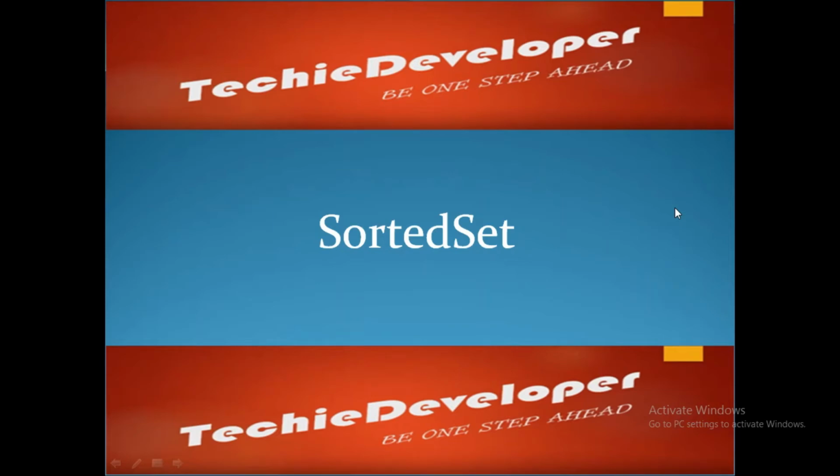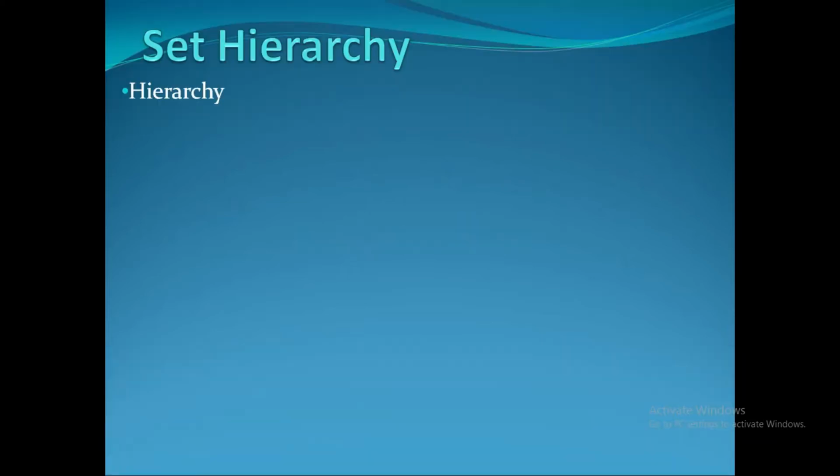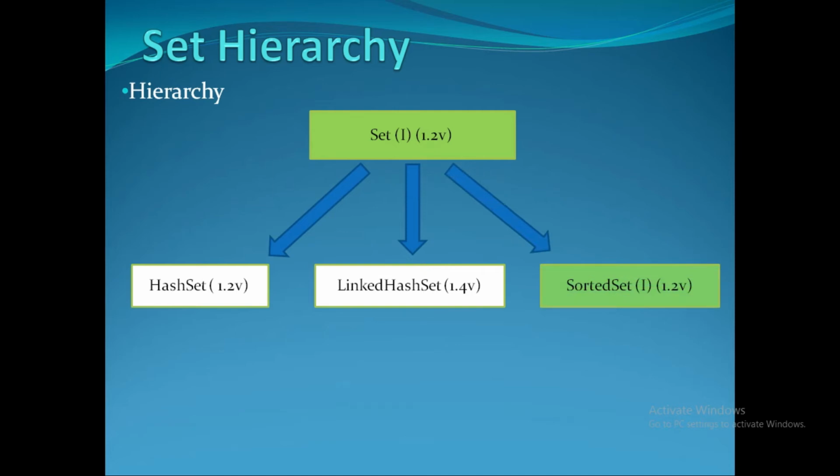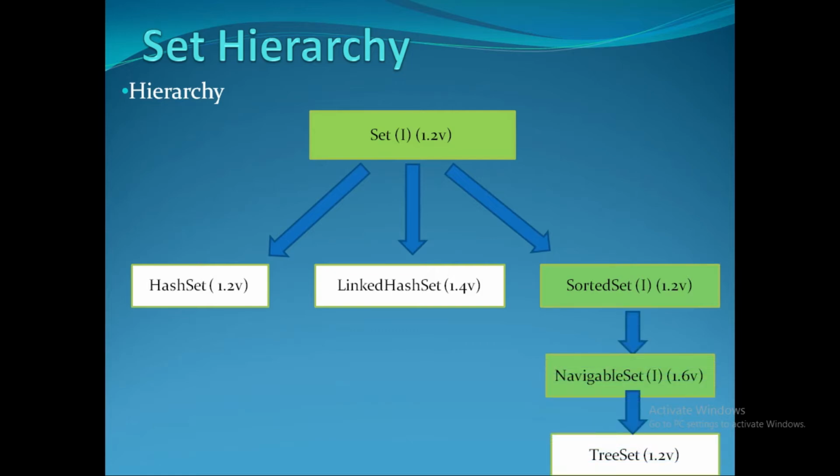In the last video we covered what a linked hash set is, what features are available with it, and when we should go for it. Next one is sorted set. We already covered the hierarchy: we have the set interface, then the implemented classes like hash set and linked hash set. The next one is the child interface, that is sorted set. After that we will cover navigable set and its implemented class, that is tree set.